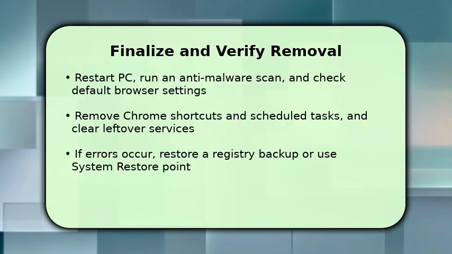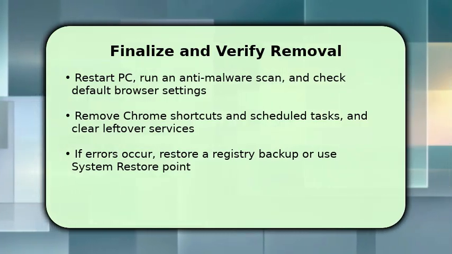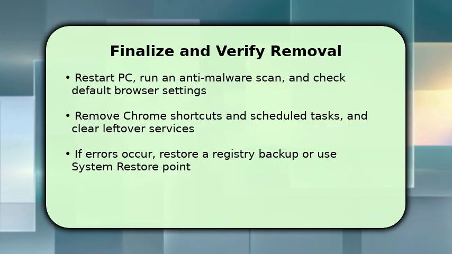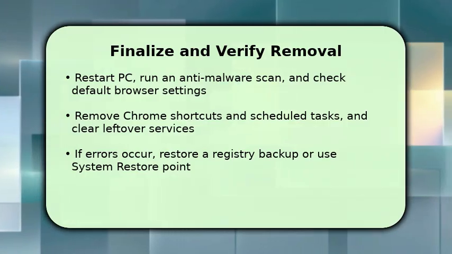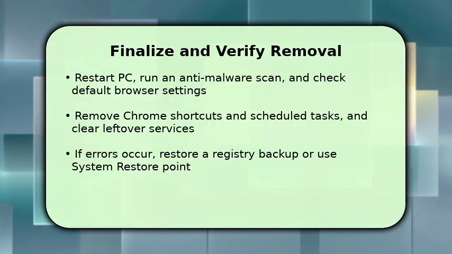If Windows still offers Chrome or shows UC errors, restore the registry backup you made or use a system restore point to rewind. If an installer blocks removal, run it as admin or in safe mode to complete the permanent uninstall.